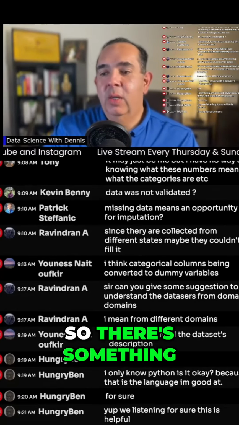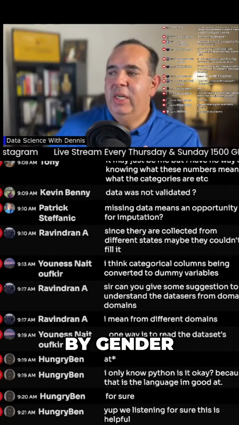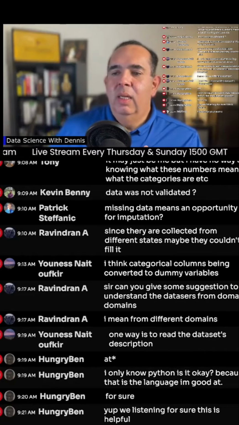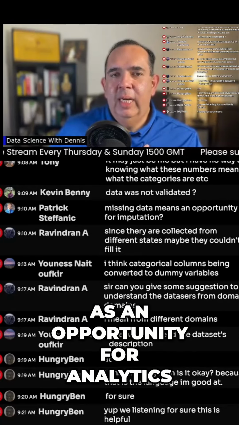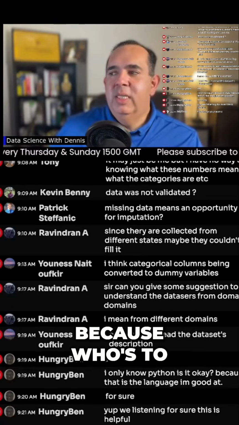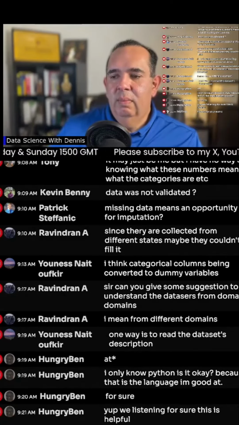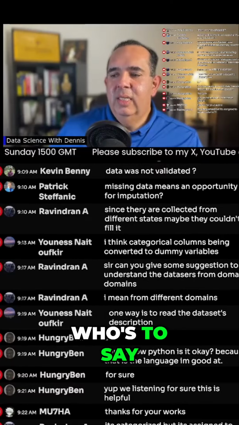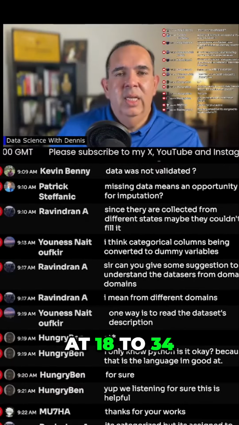Okay. So there's something on this sheet that's catching my eye, and it's the age by gender. That to me strikes me as an opportunity for analytics. Because who's to say that these are the correct buckets? Who's to say that we should be looking only at 18 to 34?